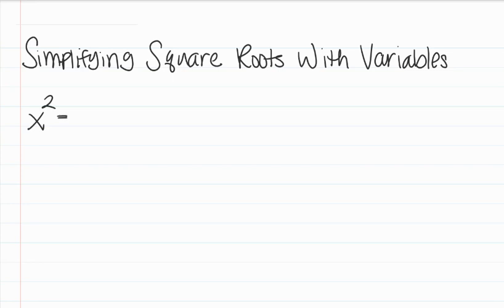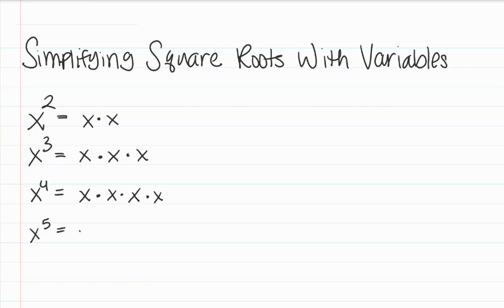If 4 squared is 4 times 4, then we can apply that process to variables. That would mean x squared is x times x, right? And x to the third would be x times x times x. X to the fourth means we have 4 x's that are multiplied. X to the fifth would mean 5.